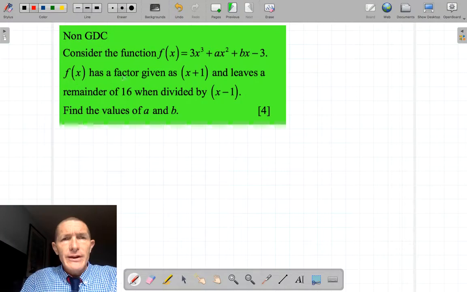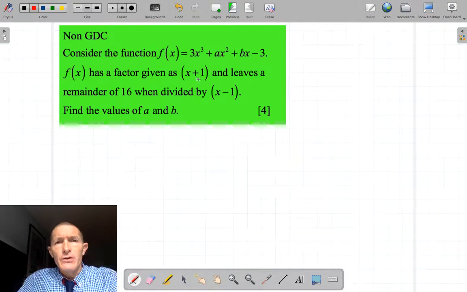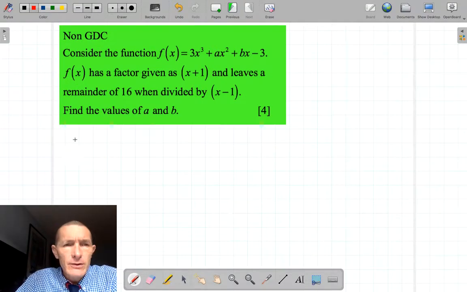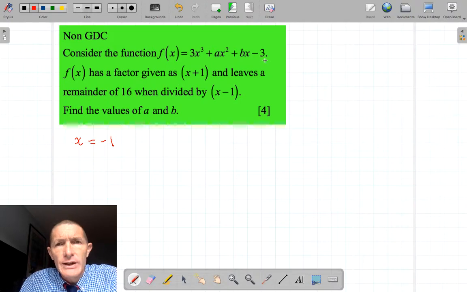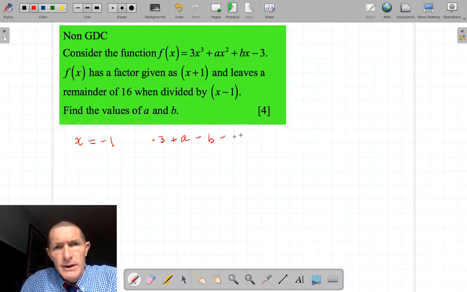So f(x) has a factor given as x minus 1. So that means that when I make x minus 1, I slot it into this equation, and it will equal 0 because it's a factor. So minus 1 goes in, and it's going to give me minus 3. Minus 1 squared is 1, so it's going to give me plus a. Take away b, minus 3. And the important thing, because it's a factor, it equals 0. Okay, the factor there.